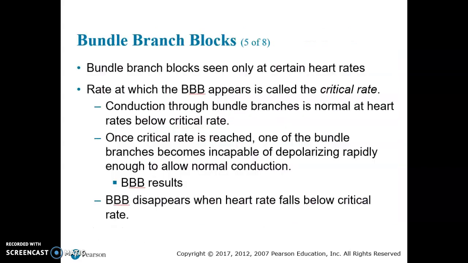Bundle branch blocks seen only at certain heart rates. Blocks that are seen at only certain heart rates are called rate-related blocks. So if you're doing an EKG on somebody and you don't see that bundle branch block, it's not there. But if something happens and that rate changes and you see that block, that's what we call a rate-related block. It's only seen at certain rates.